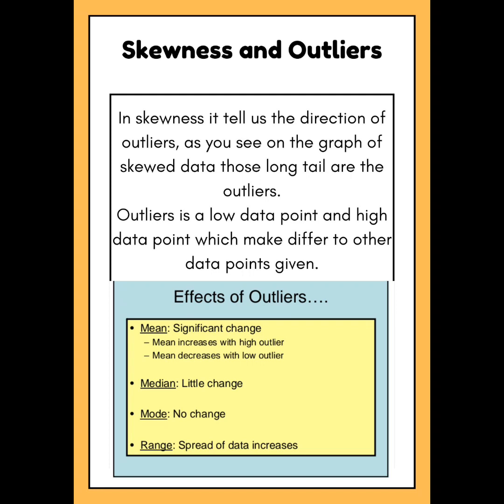The median has little change, the mode has no change, and the range, the spread of data, increases. Don't get confused about which measure of central tendency to use in skewed data and in determining outliers, since the most commonly used is the median rather than the mode.